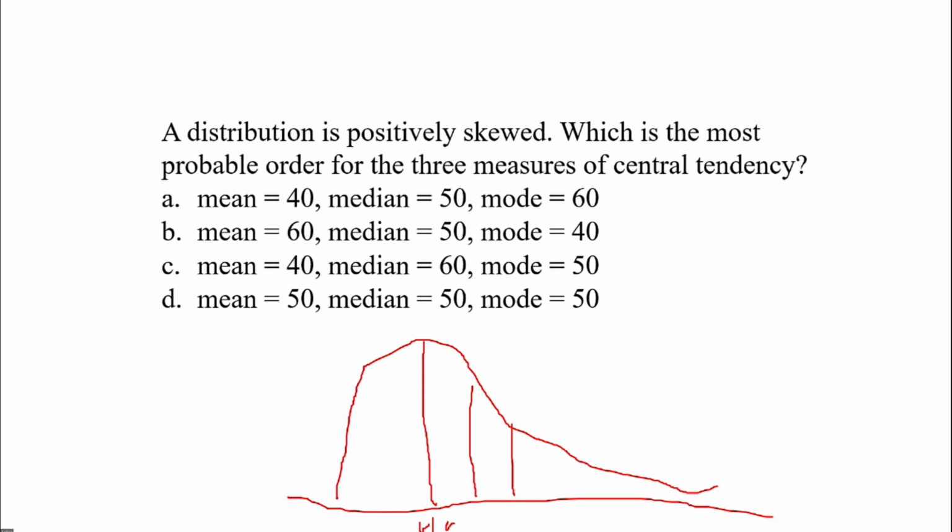So let me see here. It looks like B is the correct answer: 60 the mean, 50 the median, and the mode at 40. So the mean gets pulled most towards the positive direction.